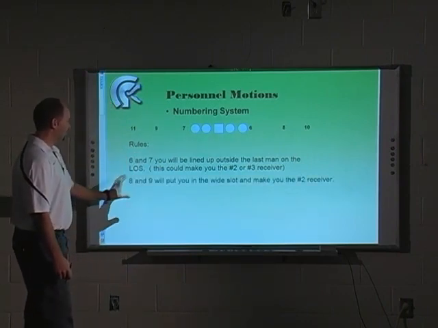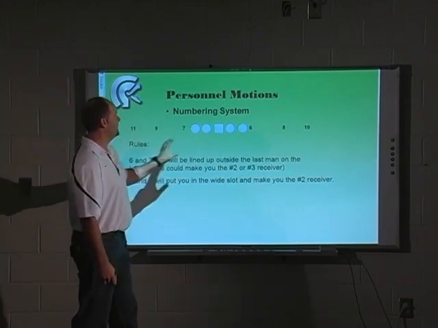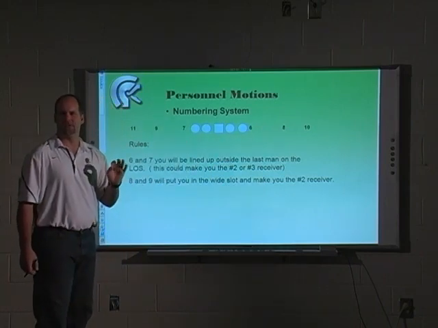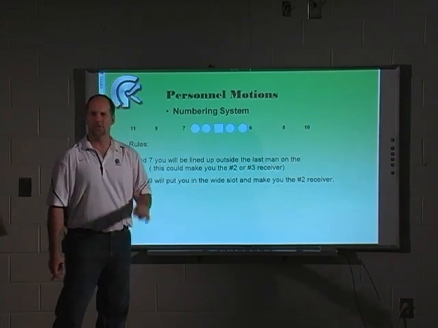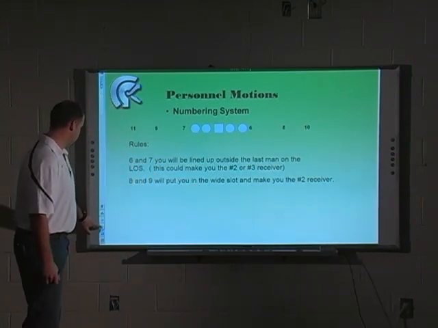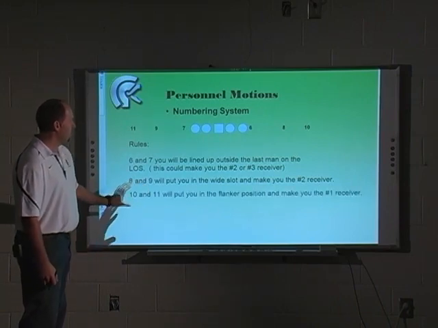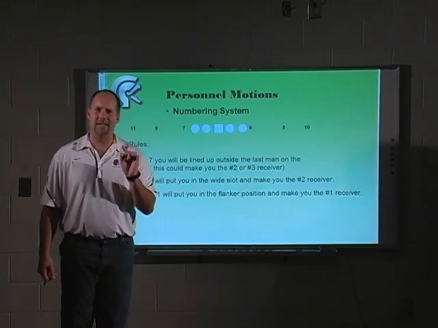We can also tell guys to go to 8 or 9. What 8 or 9 will do is put those guys in a wide slot right or wide slot left. And the simple rule for them is, because of the way we deal with our passing game, you will always be a number 2. You'll either be a number 2 on the right or a number 2 on the left. And lastly, 10 and 11. 10 and 11 motions our player to the wide flanker position, and will always make him number 1.